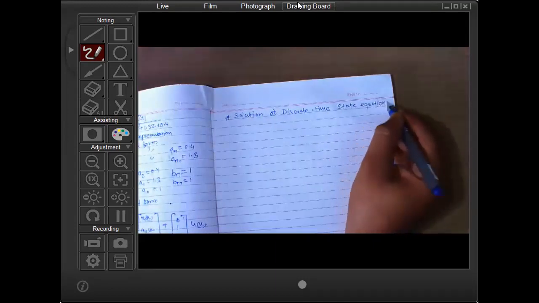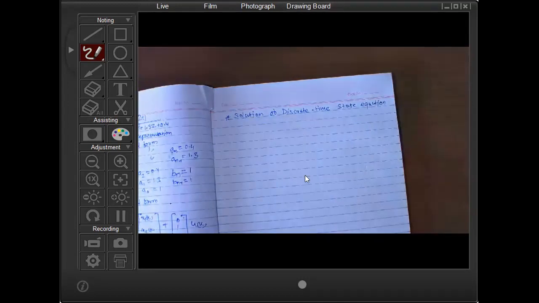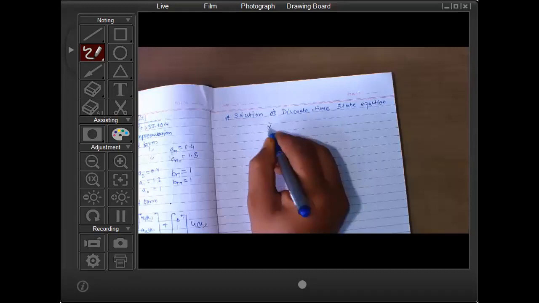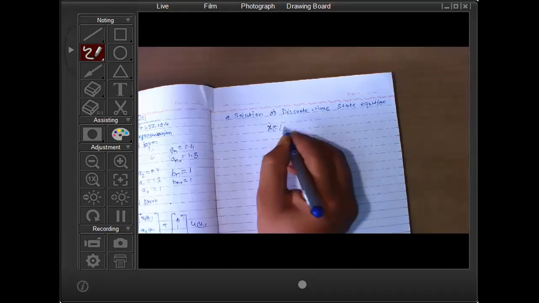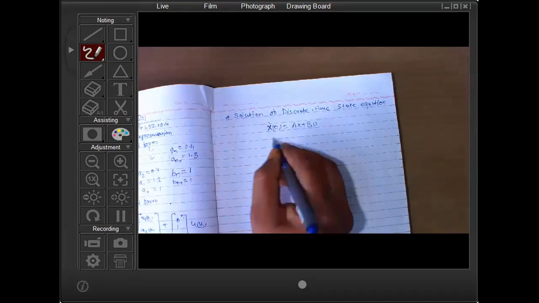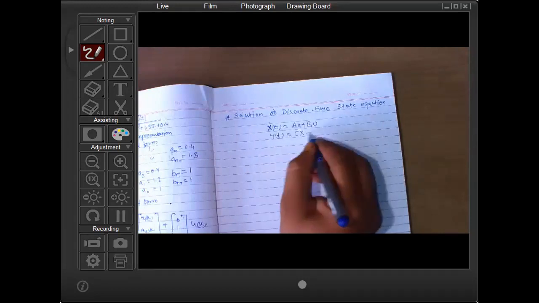Before going to the discrete time state equation, I will revise some points, that is how you can find the solution of state space in the continuous time domain. Suppose you have an equation, in continuous time domain, x dot is equal to Ax plus Bu, and y(t) is equal to Cx plus Du.